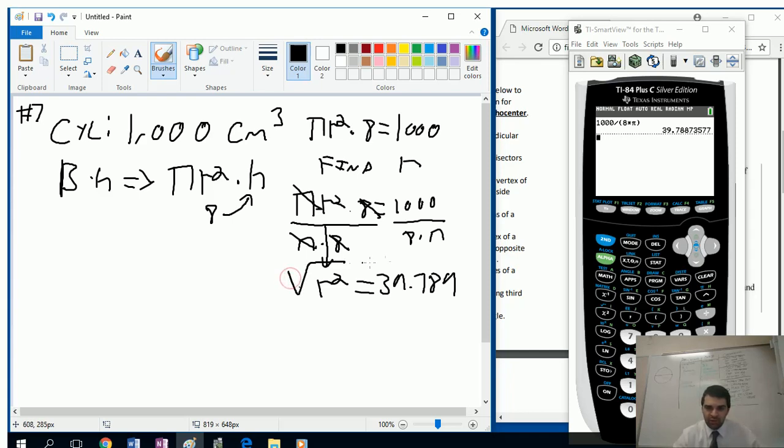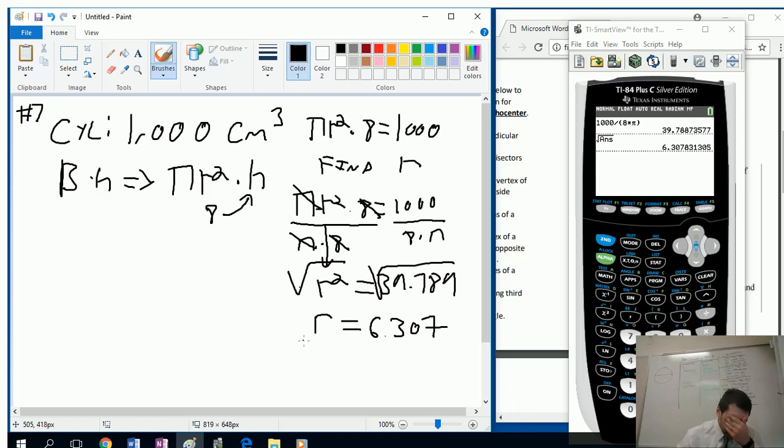And so to find r, we can cancel out the squared by taking the square root. So we take the square root of both sides. And so hitting second, the negative sign, gives the square root of our answer. And so our answer is going to be 6.307. So the square root of r squared is r. R is equal to 6.307.